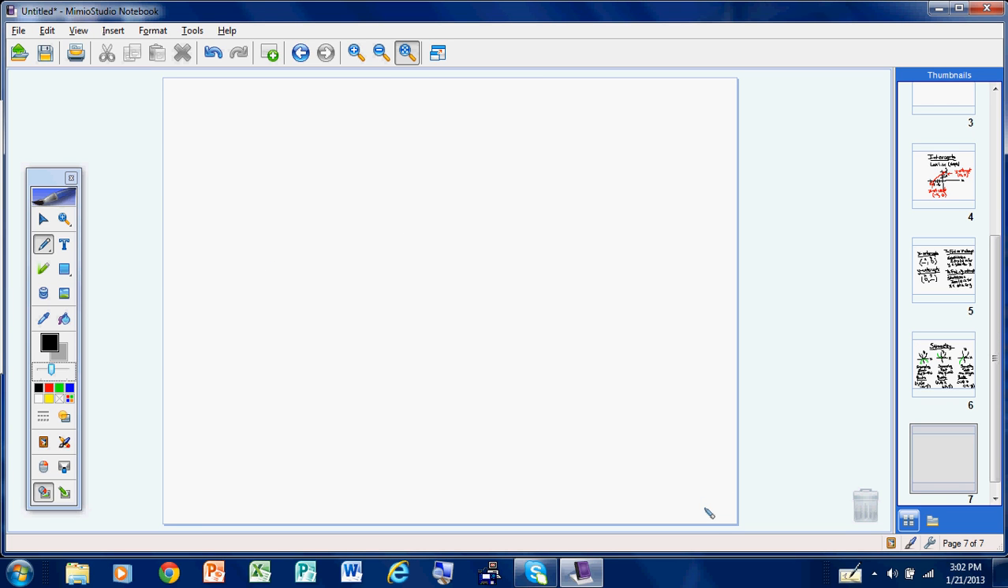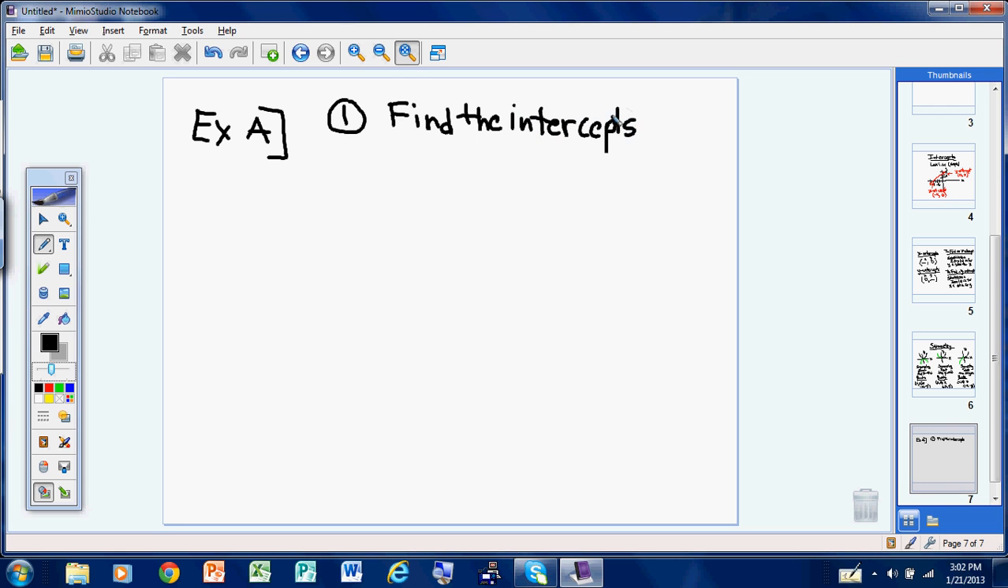Let's do two examples just to see how we might apply these two things. I'll refer to my first example as example A. And the two things that they want us to do in this example is find the intercepts, and once we find the intercepts, then they want us to graph. So let's work through this.